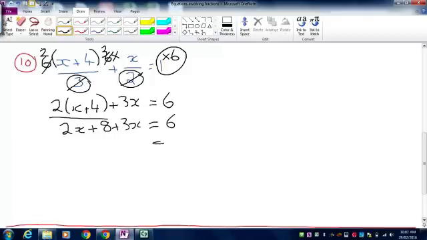2x plus 3x gives me 5x, and 5x plus 8 is then what's on the left hand side, and 6 is still remaining on the right hand side. Moving the 8 over gives me a negative 2 on the right hand side, because I have to go 6 take away 8 to move that 8, and I've still got the 5x over here on the left. Now to solve for x, I divide through by 5, giving me x equals negative 2/5.